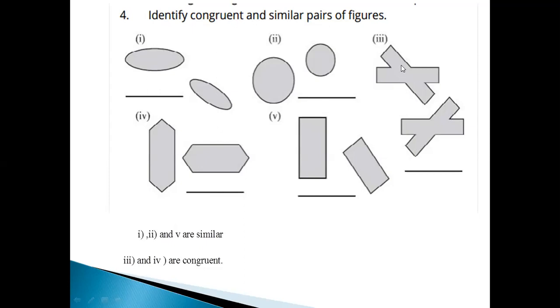Look at the third. If you check, same in measurement, same in shape, look the same. So they are congruent. The fourth one again looks the same in shape and measurement, so the fourth is also congruent. Look at the fifth one. One rectangle is big and the other is small, so they are similar. So the first, second and fifth are similar. Third and fourth are congruent. Very easy exercise. In this exercise there are only 4 questions, and I have already discussed these 4 questions.